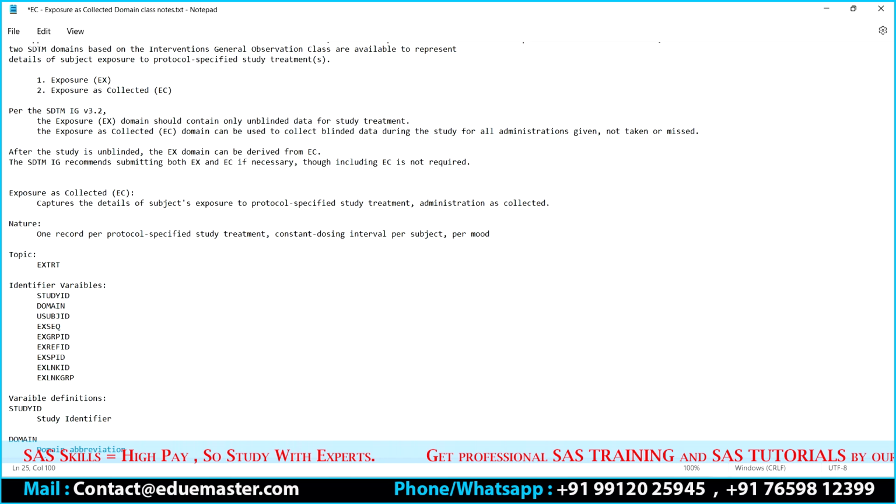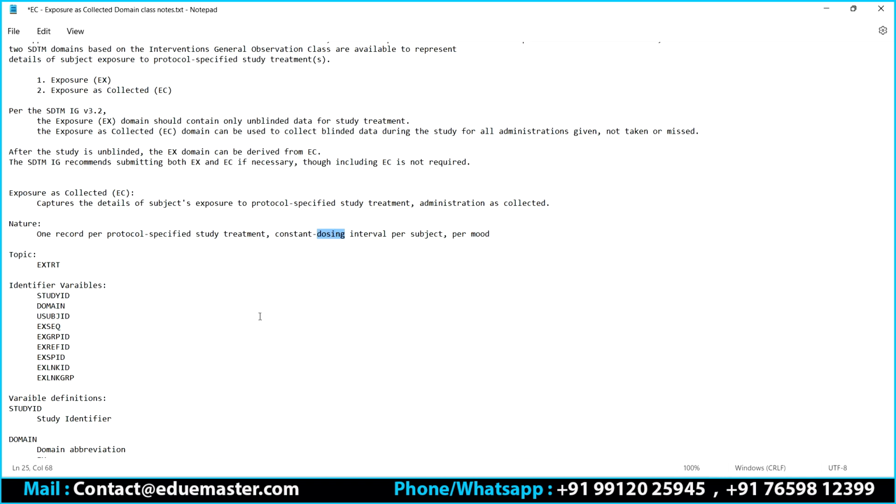So mood is all about the mode or condition of the record, specifying whether the intervention is intended to happen or has already happened. I'll talk about it in the variable list. But understand this: one record per protocol-specified study treatment, constant dosing interval per subject per mood. You know what a constant dosing interval is, right? What is a constant dosing interval? The same drug, the same dosage, the same units given to the patient over a specified period of time. If yes, you can call that a constant dosing interval.